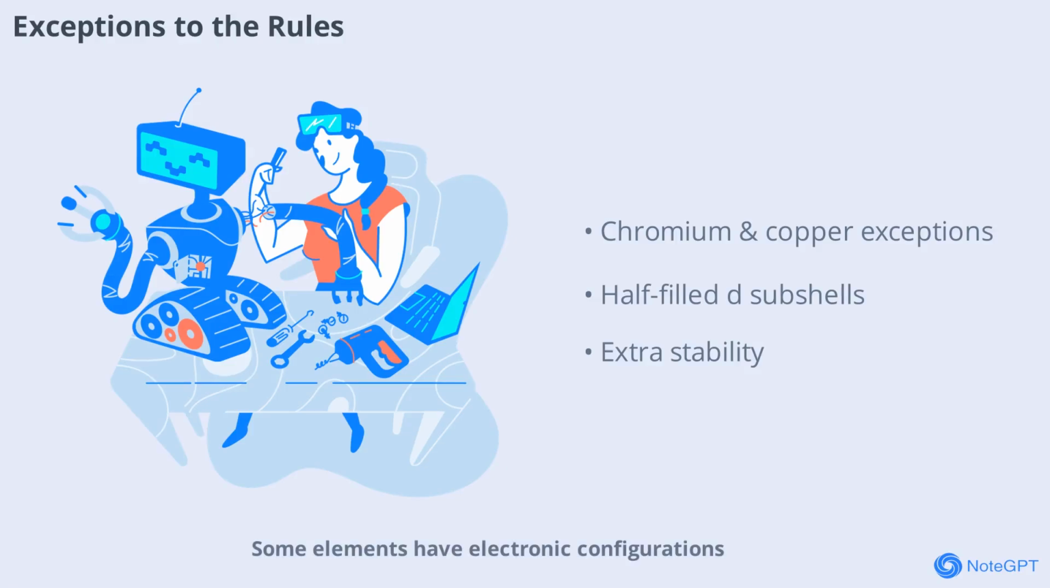Some elements have electronic configurations that don't follow the expected order. For example, chromium and copper have unusual arrangements due to the extra stability of half-filled and fully filled d subshells. These exceptions highlight the complexity and nuance of electronic configuration.